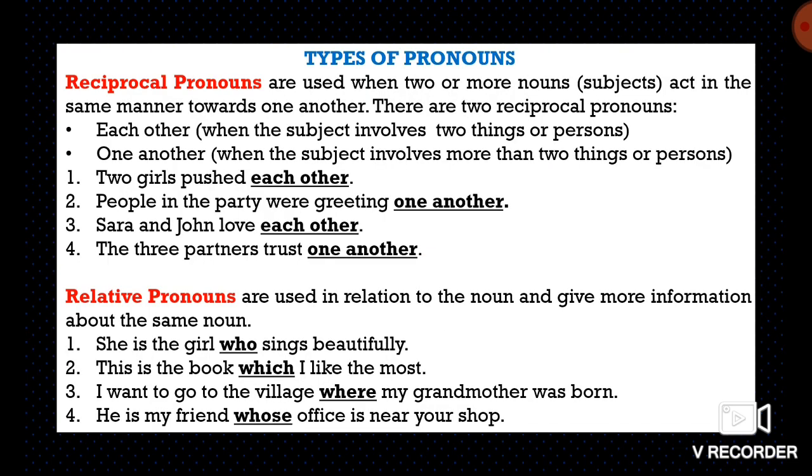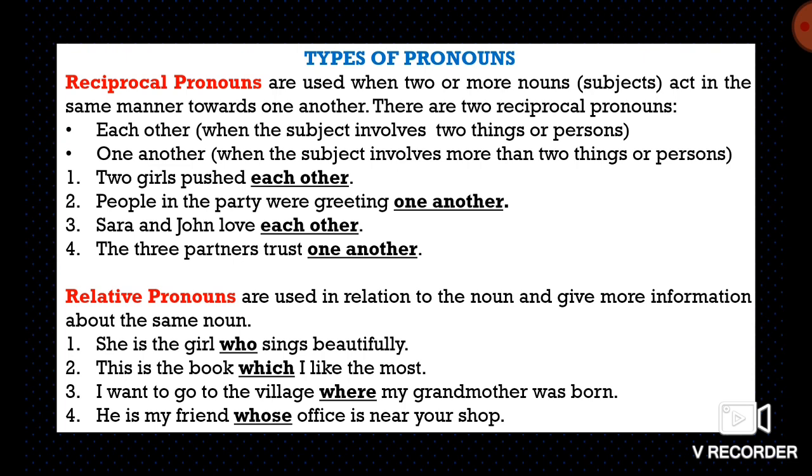Now, students, let us move to another type of pronoun. And next is reciprocal pronoun. Reciprocal pronouns are used when two or more nouns or subjects act in the same manner towards one another. I repeat, reciprocal pronouns are used when two or more nouns act in the same manner towards one another. There are two reciprocal pronouns.